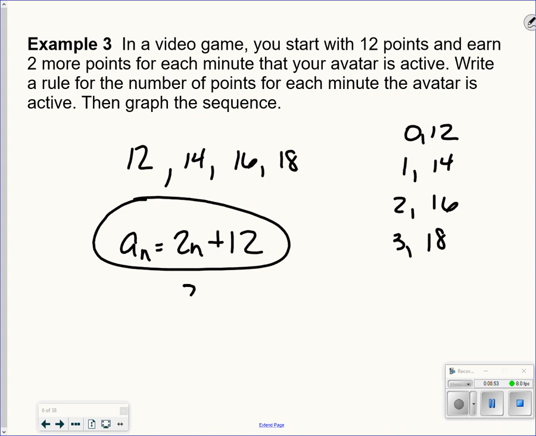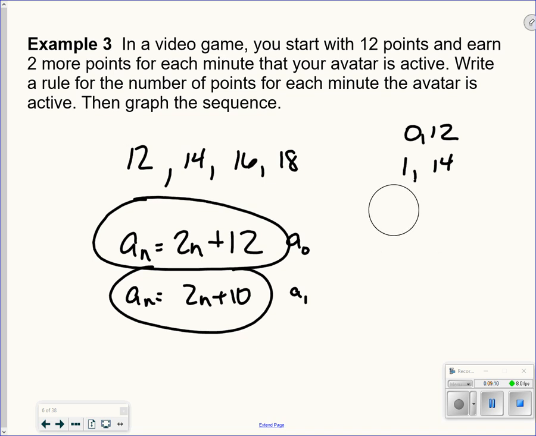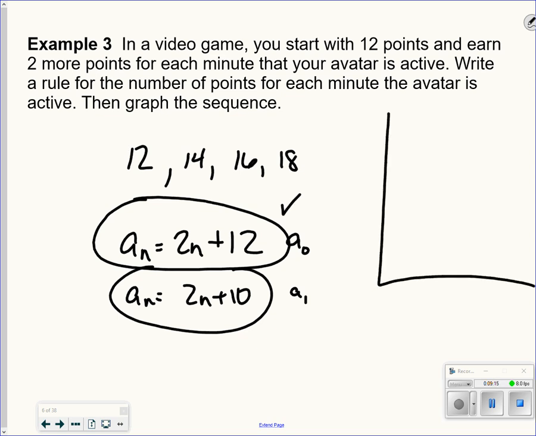You could also then do 2n plus 10. Right? That would also work, but then your domain would start with 1. So this is if you start off with a sub 0. Now, graph the sequence. So I'm going to graph this. And again, because I started off with 0, I'm going to use the top one here.